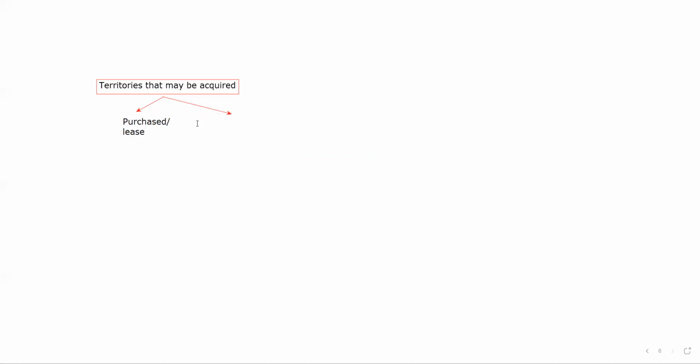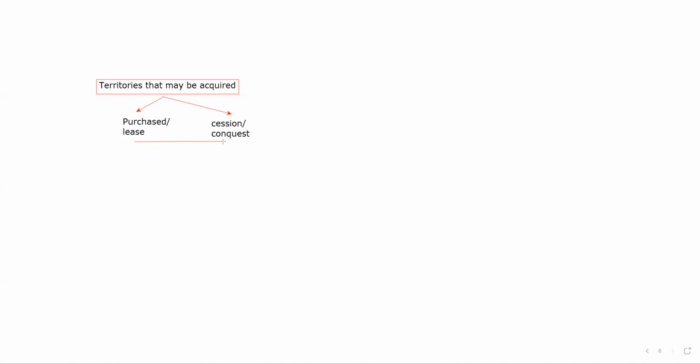And the second thing is the territories that have been ceded to India, meaning cession of the territory, or the territories which have been acquired by conquest. So there are two ways. One is cession, meaning some other country may give up the territory in favor of India. And the second is by conquest. Conquest means by fighting, by war, winning the war. So these are the two ways for the acquisition of any territory.